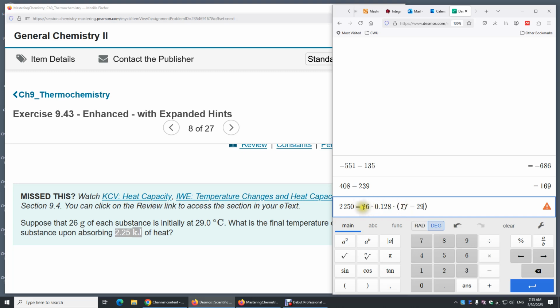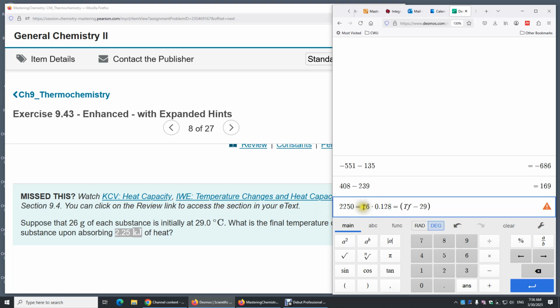There are only two sig figures here, and if you're familiar with the rules of keeping sig figures, this T sub f should contain two sig figures as well. This is the equation we need to solve. T sub f is our variable. So what I will do is T sub f minus 29 is going to be 2250 divided by 26, and then divided by 0.128. I'm going to put this equation here so you can see how I manipulate everything.